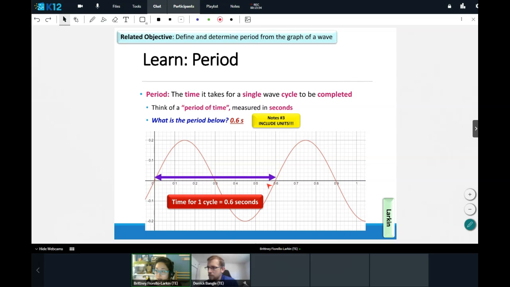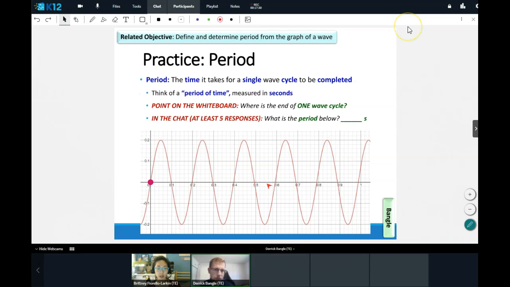I feel like we were pretty confident about that. We're going to get a little bit more practice, and then you will need to do one on your own. First blank should be 0.6. Second box should be just the letter S for seconds. So period, the time it takes for a single wave cycle to be completed. Think of a period of time measured in seconds.